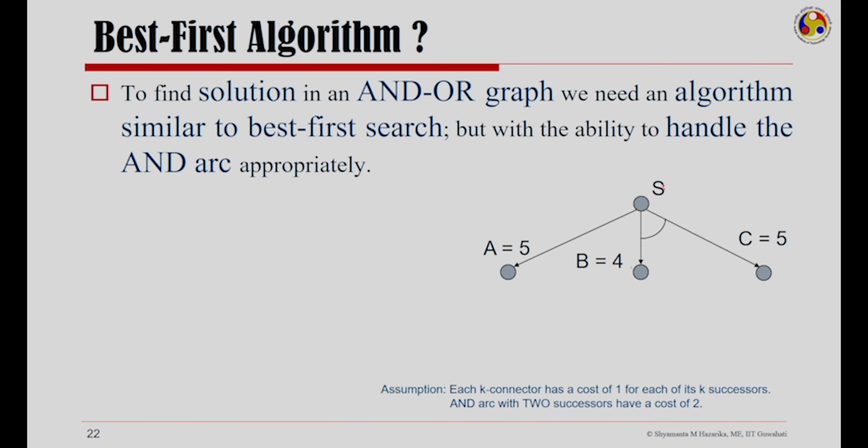I have a node S and I have an arc coming out of this to A, and an alternate solution involves B and C together. So, this portion of the graph here shows that I have a 2 connector. In order to solve S, I would need to solve both B and C. Now, what we have here with the nodes marked is a heuristic value.